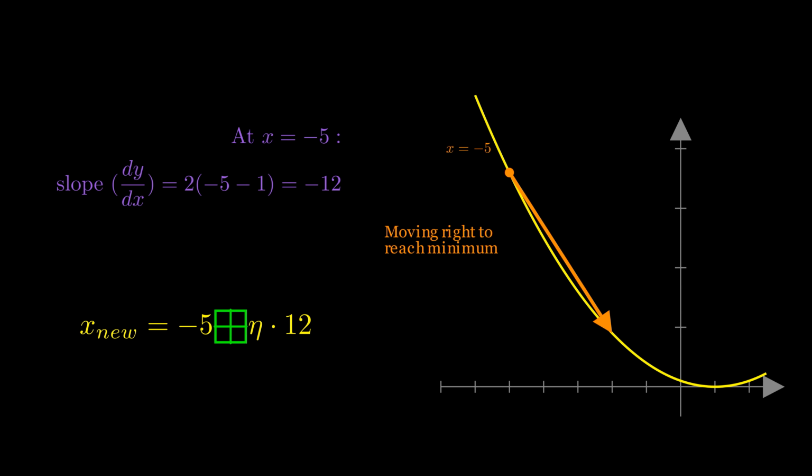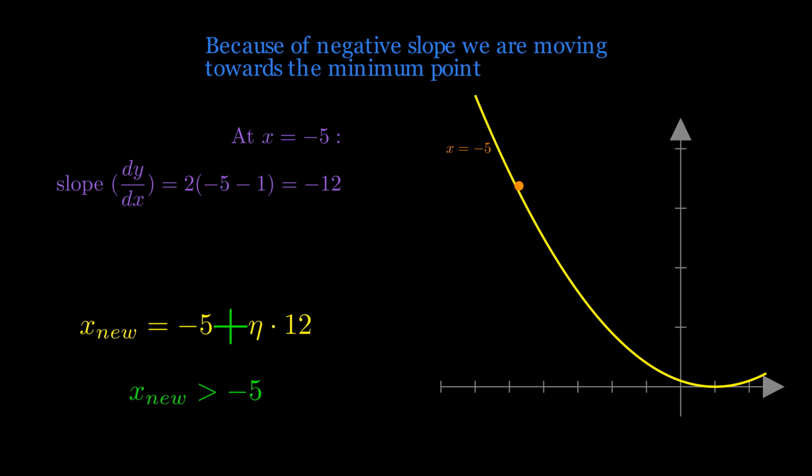Because we are now adding a value to our starting point, the new x value will be greater than -5. By turning the subtraction of a negative slope into an addition, the formula automatically realizes that we are to the left of the minimum and pushes the x value to the right.